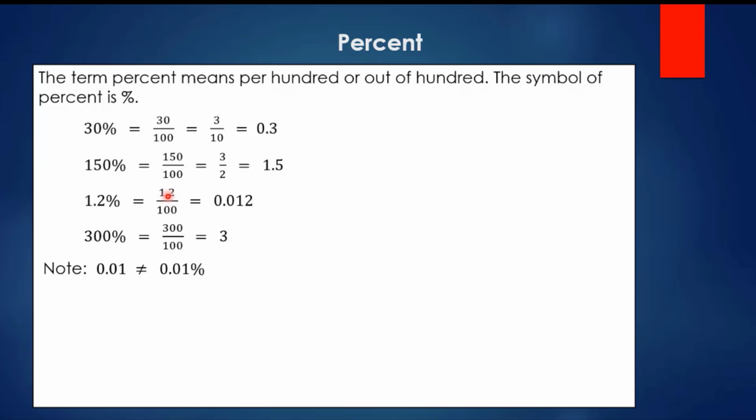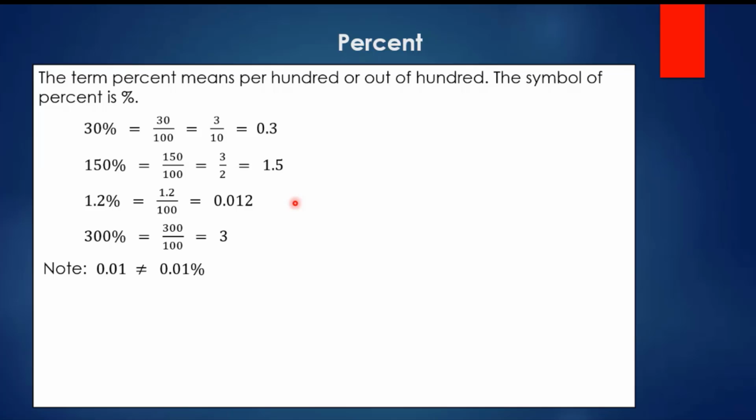We treated that under decimals. That is, move your point to the left. Since you are dividing by 100, you have 2 zeros. Move your point to the left 2 times, so 1, 2, and you're going to have 0.012 as the decimal form. 300%, that is 300 divided by 100, which means 3. So that is taking 3 times the whole quantity. So that's how we express our percent in fractions or decimals.